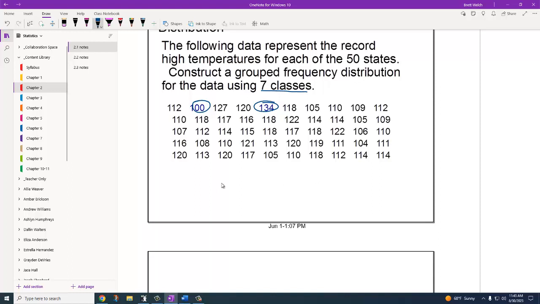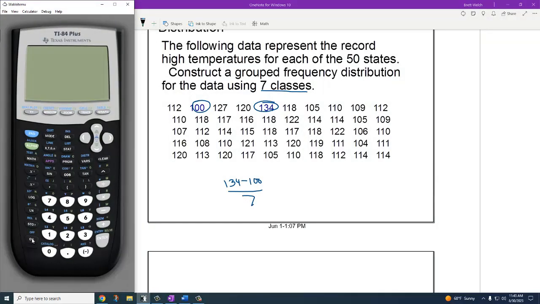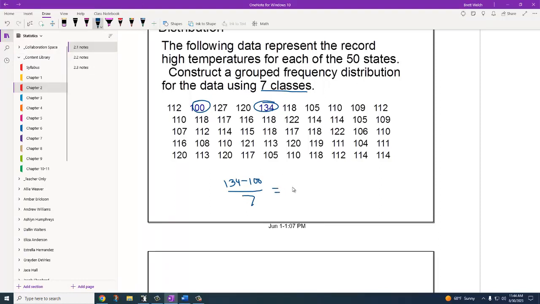So the first thing we're going to do is figure out how wide these classes should be, which would be 134 minus 100. That's our range. And we would divide that by 7 because we're hoping to have 7 classes. Now when I do that, we're going to end up with a decimal here. Let's take a quick look. 34 divided by 7. Oh, look, it's already on my calculator. I've done this question once before. 4.857, sorry. I'm going to have to round that up to 5. Now, if that rounded up to a number like 6, I'd probably push it to 7 just to get an odd number. But this tells me my class width is going to be 5.